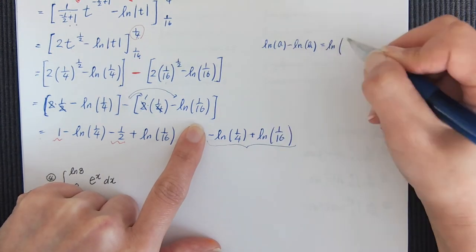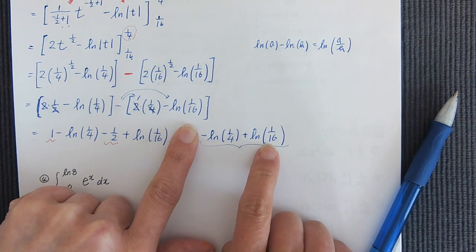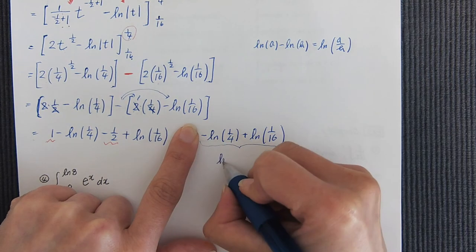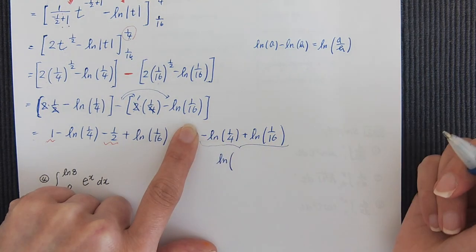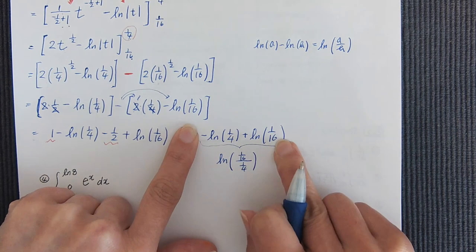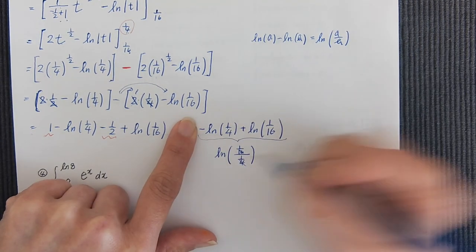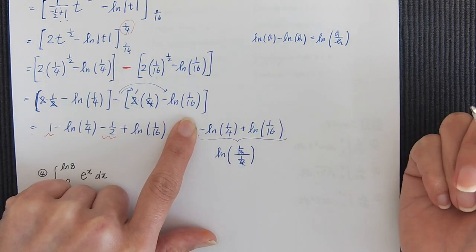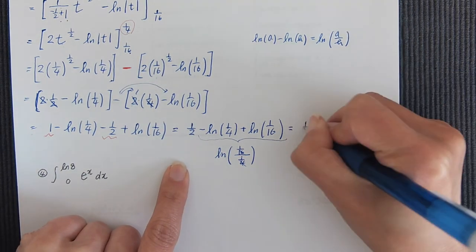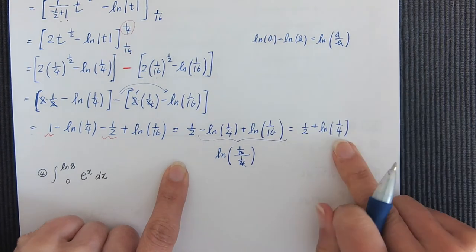It divides them. A minus B is divided. So this is dividing because I see the subtraction. What do you get if you divide it? 1 over 16 divided by 1 over 4 is 1/4. So natural log of 1/4. So I got 1 over 2 natural log 1/4.